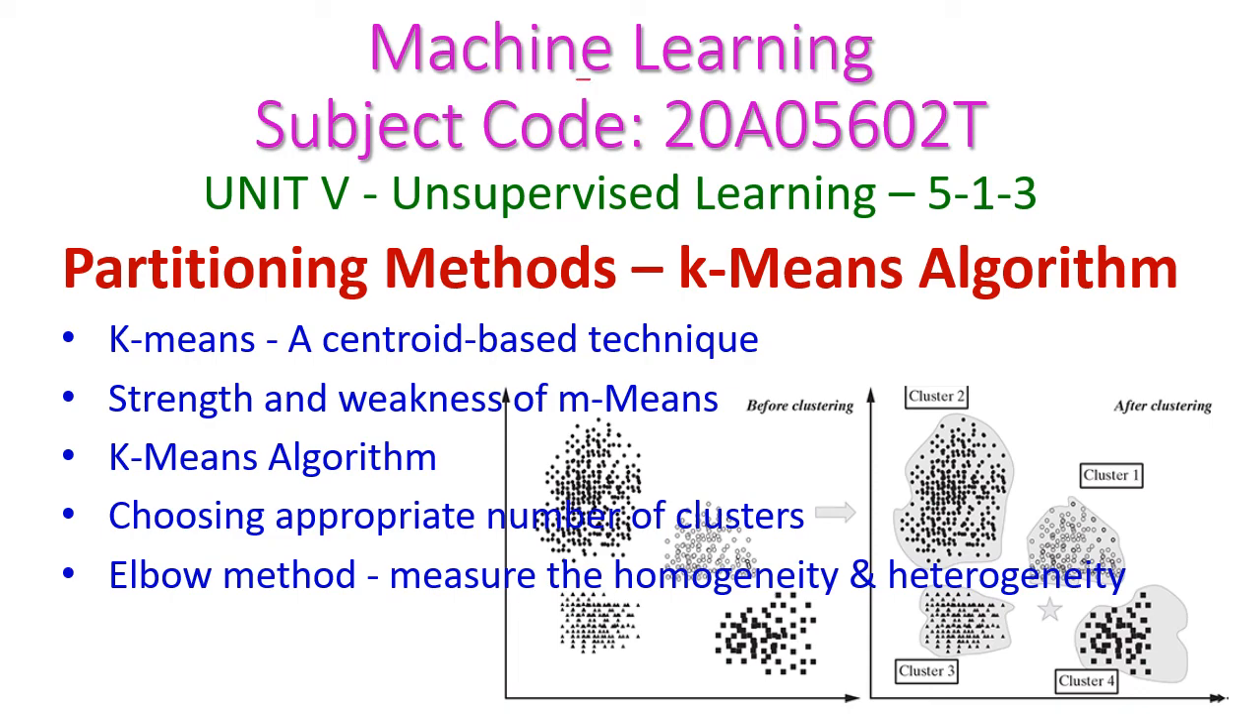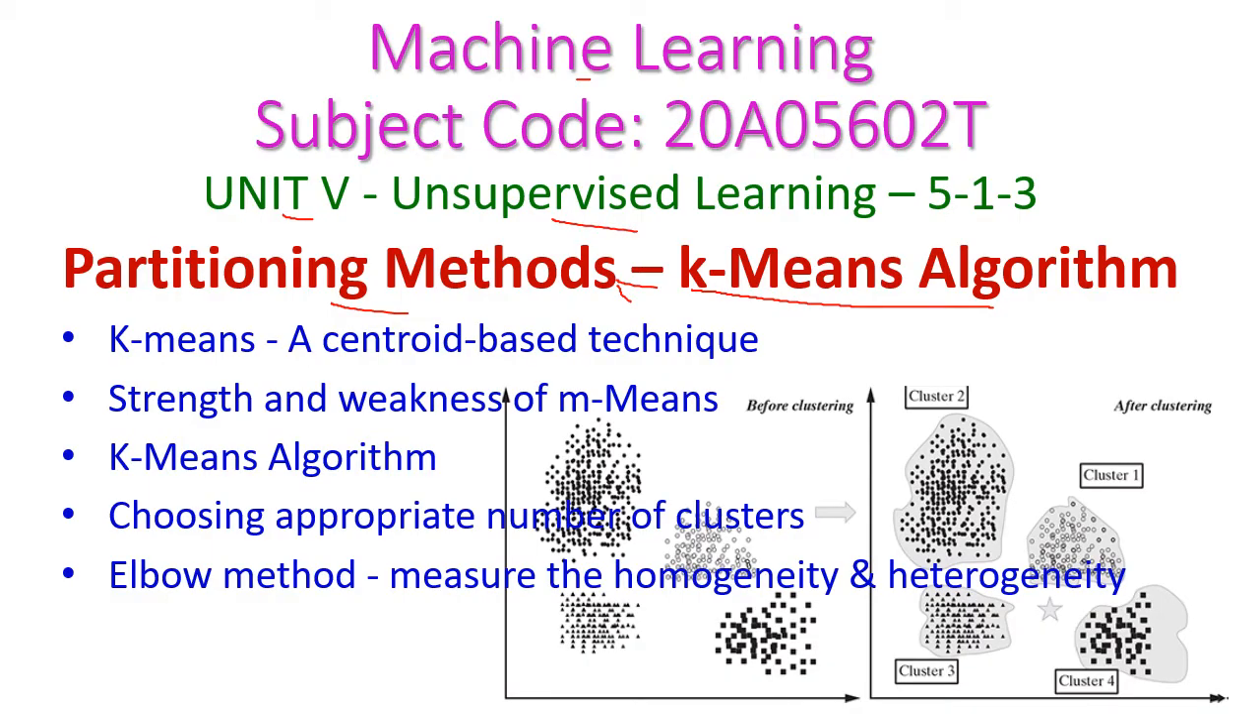In this machine learning class, we will see the partitioning method. There are two types of algorithms in the partitioning method: the k-means algorithm and the k-medoids algorithm. In this class, we will see the k-means algorithm in detail. Those are the things that come under the 5th unit, supervised learning.